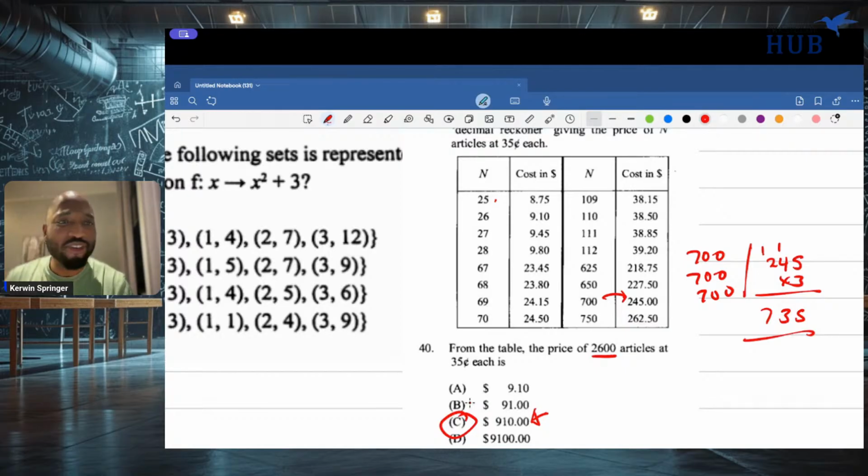Anyhow, what we really doing here, boy? Is maths we doing. So y'all understand how I get this? They asked for 2,600 articles at 35 cents each, and 700 articles is 245. So I just multiply this by 3 to get 2,100 articles, and if I multiply this by 3, I get 735 or thereabouts. So it means the closest answer is C. That just makes sense.